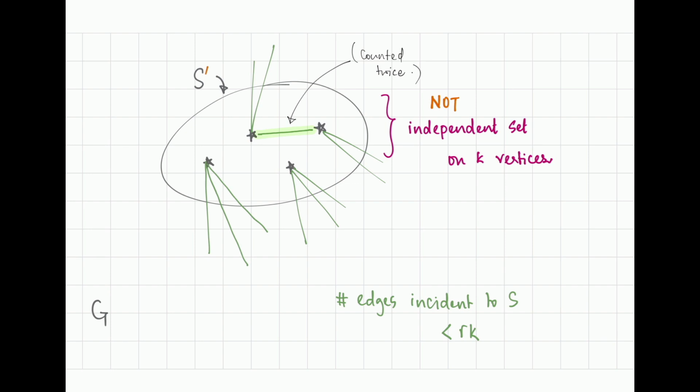Right? Because this edge that is sitting inside will essentially get counted twice. So the number of edges that you will cover will be strictly less than RK. Take a moment here if you need it to convince yourself that this is indeed the case.